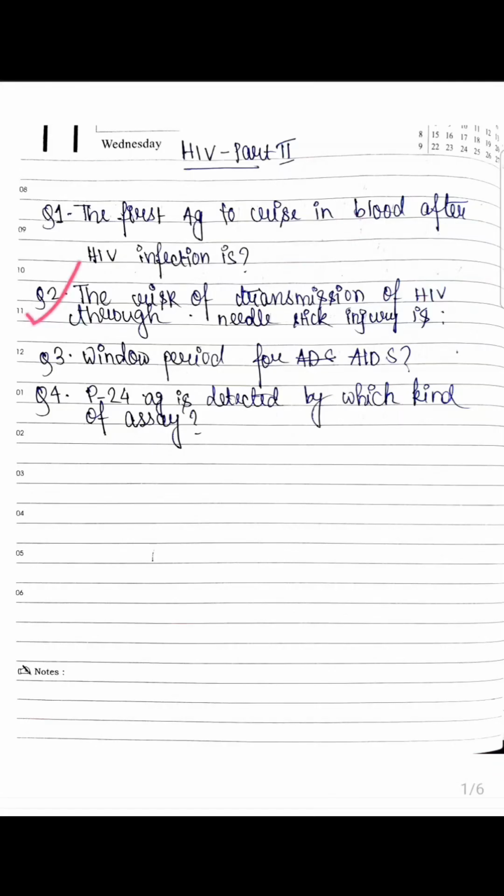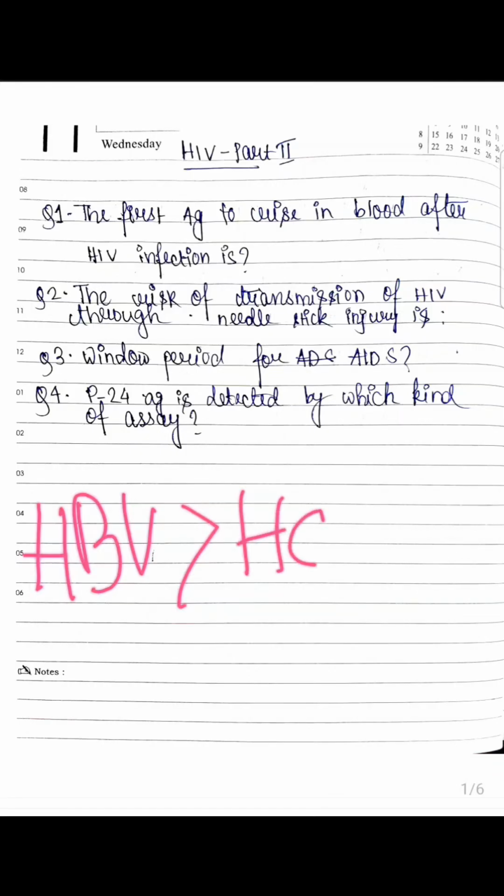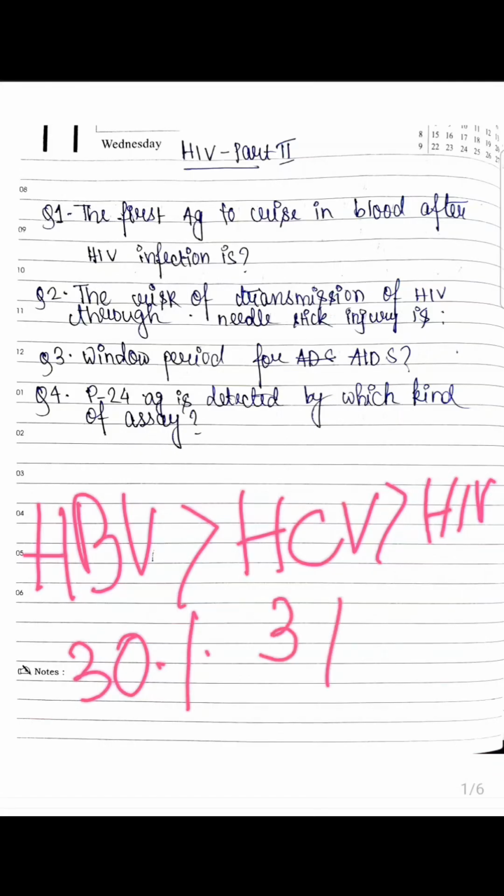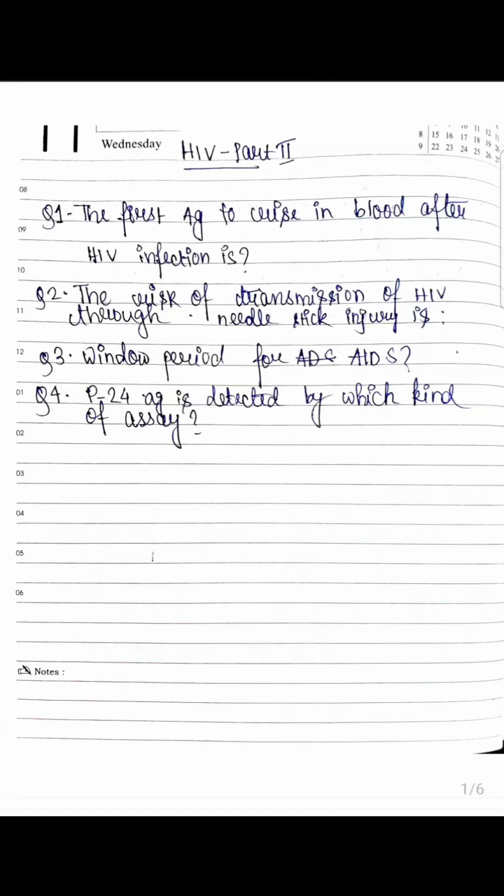Next, the risk of transmission of HIV through needle stick injury is? It's a very important question, and we can give a ratio actually for HBV, HCV, HIV, which is 30%, 3%, followed by 0.3%. So the HIV risk is basically 0.3%. Okay.